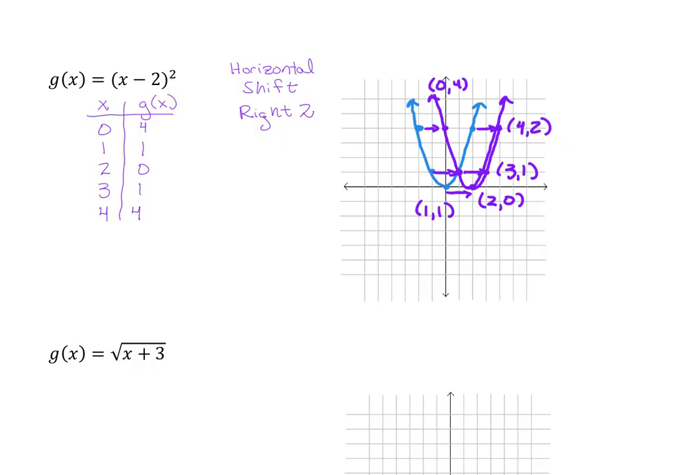For these, I do want you to practice creating the tables, but notice that we don't have to. As long as we have our parent function, we can move the function as we need to. All right, let's do one more.